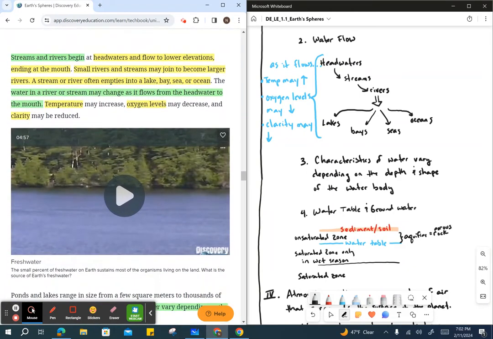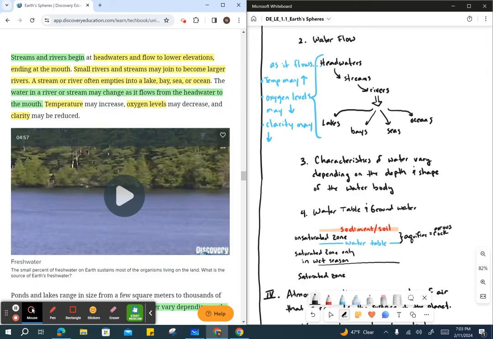Okay, here we are. So, in general, your text examines how water flows, often from headwaters to streams to rivers, and then from rivers, they often can enter into larger reservoirs such as lakes, bays, seas, and oceans. Your text makes a point to talk about changes that occur to water as it flows. Temperature may, in fact, increase. Think about headwaters that maybe are high in the mountains. Maybe there's snow melt, cold water, but as it descends, it starts to warm up.